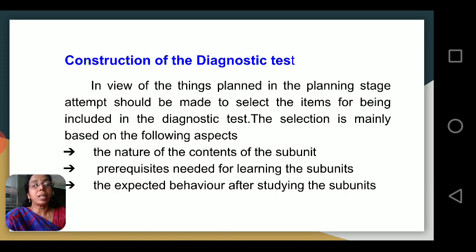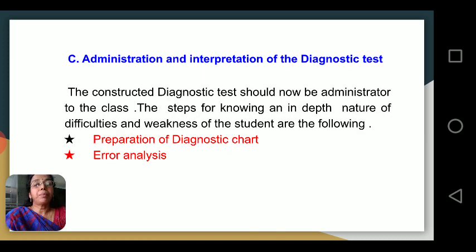The second phase is construction of the diagnostic test. That means you have to construct all the items according to the plan. The nature of the content of the subunit is to be considered while constructing the diagnostic test. Then the prerequisites needed for learning the subunit are to be considered while construction. And one more thing, the expected behavior after studying the subunit is also to be considered while constructing a diagnostic test.